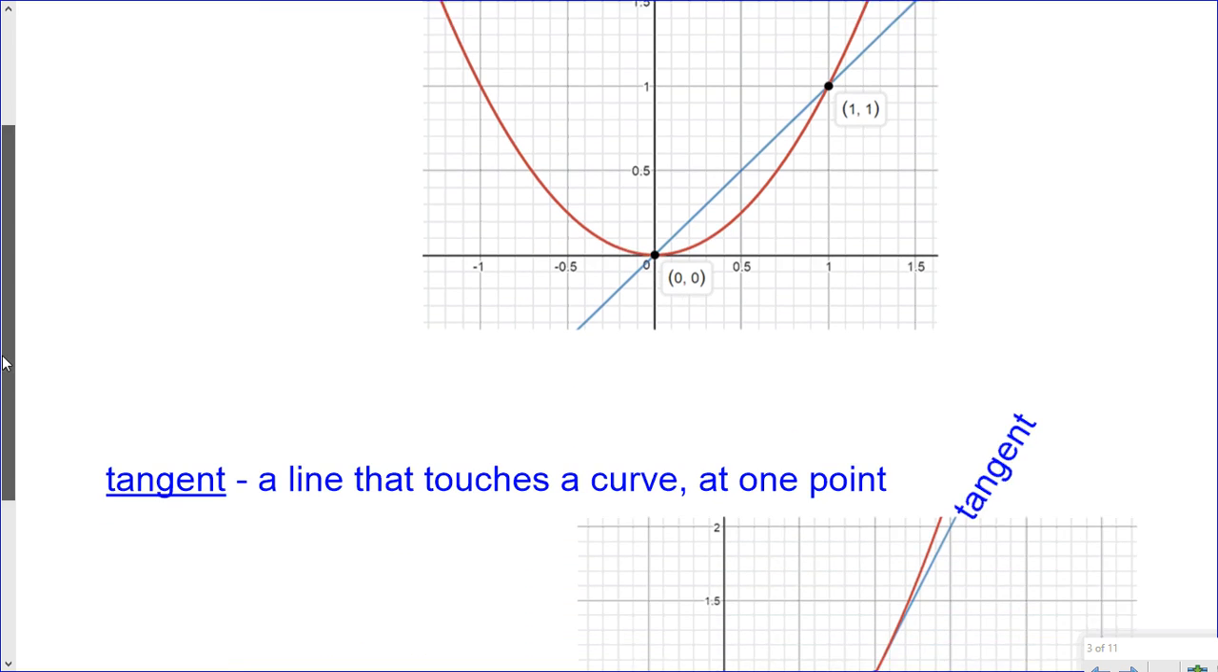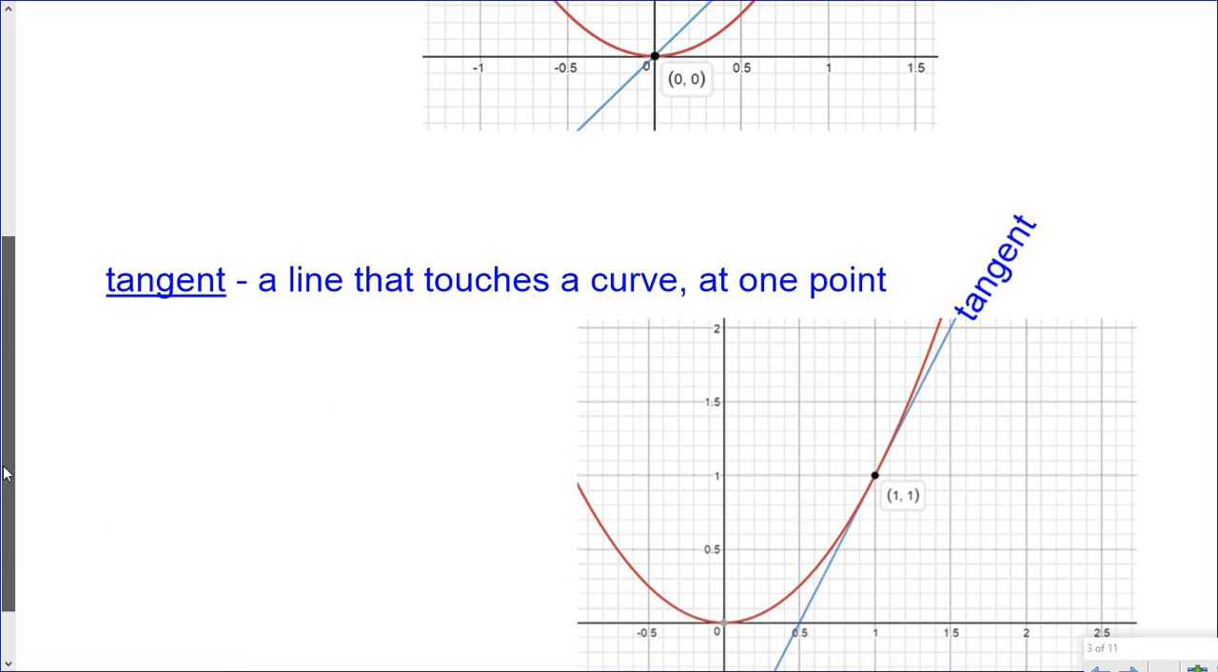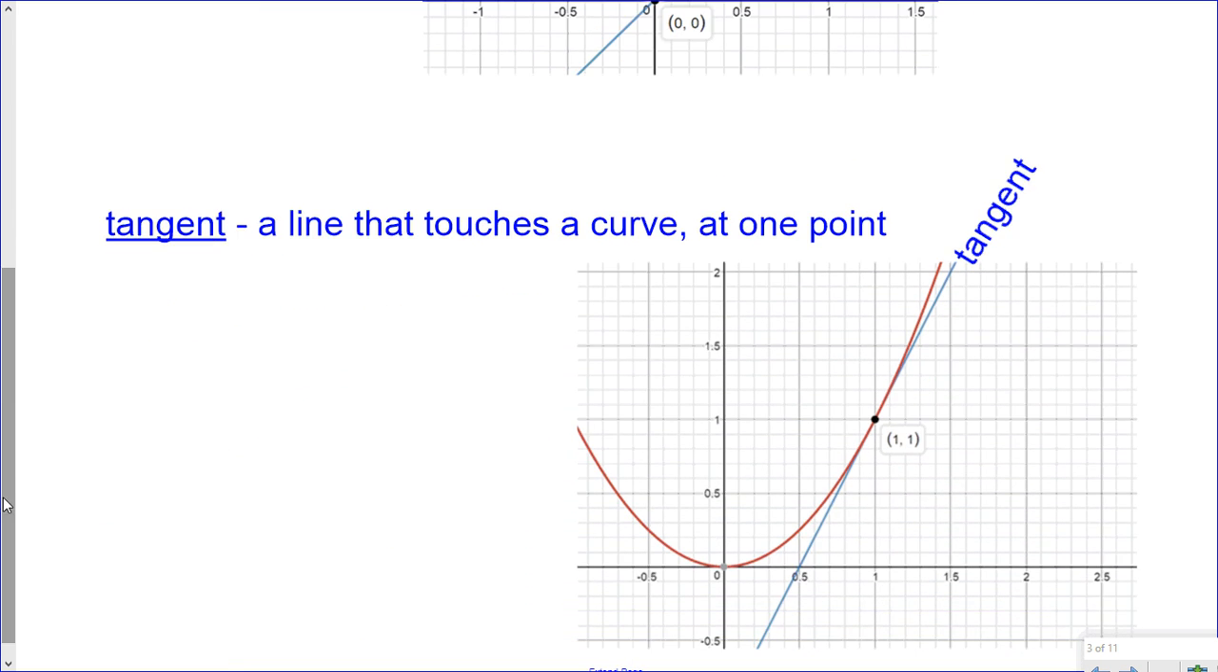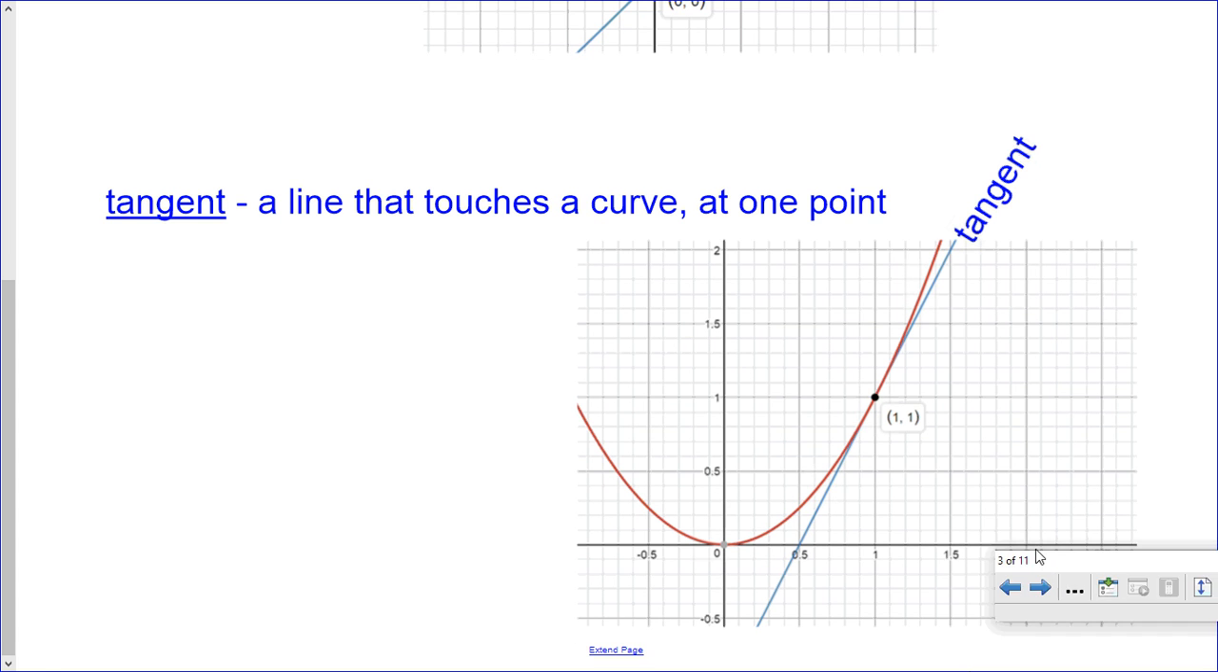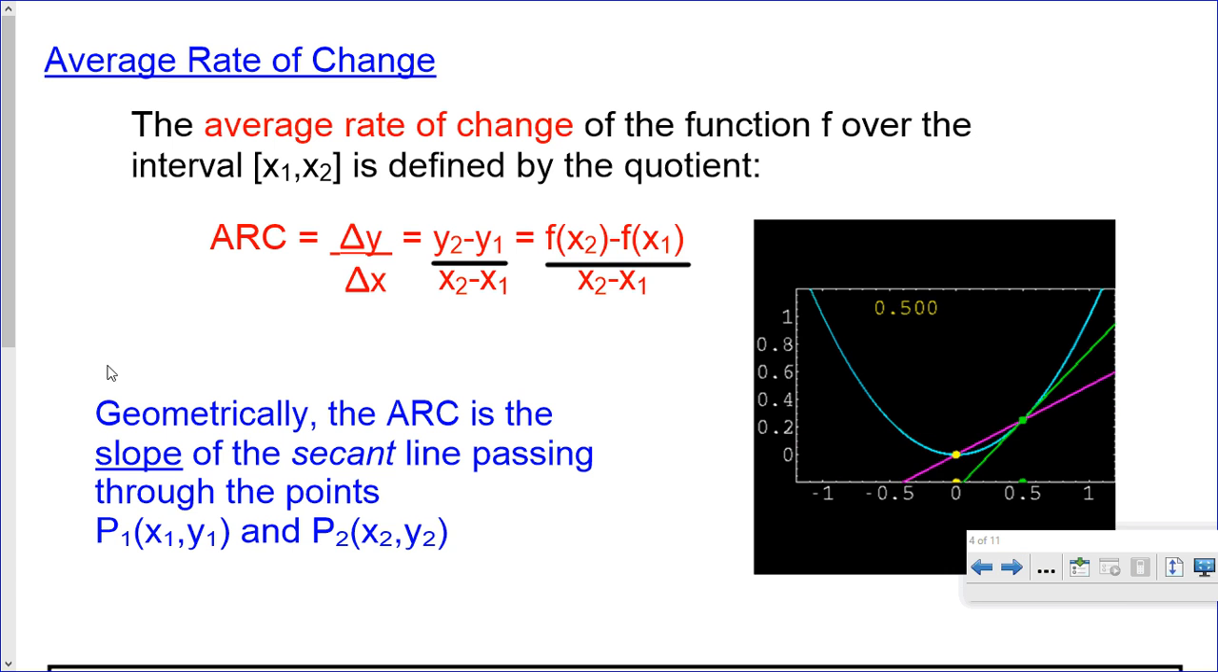Okay, a tangent line is a line that touches a curve at 1 point. In this example, I use the same parabola, but I simply drew a tangent line that touches a particular curve at 1 point, and that's represented by the blue line. Okay, got that straight? Secant and tangent. Okay, so we're going to use those definitions to develop our average rate of change.